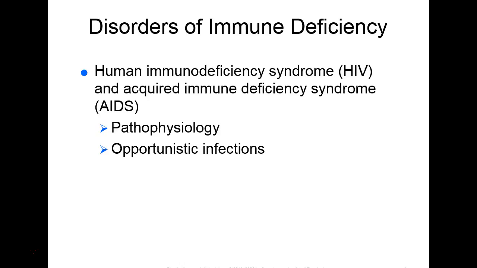HIV produces cellular immune deficiency characterized by the depletion of helper T lymphocytes, otherwise known as CD4 cells. The loss of CD4 cells results in immunodeficiency and the development of opportunistic infections and neoplastic processes.